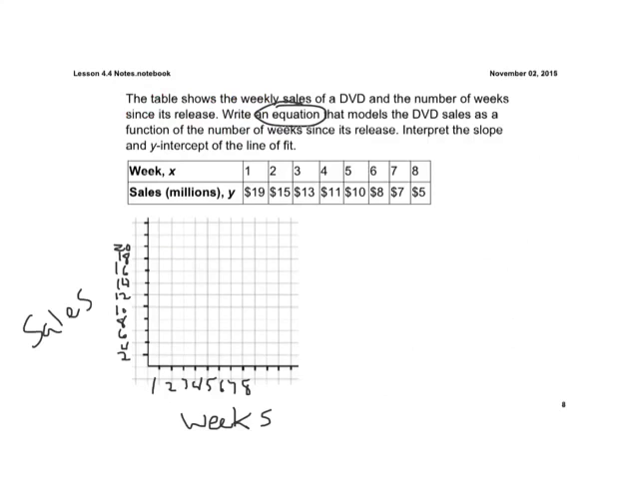So let's go ahead and plot our points. We have 1, 19, plot a point there. We have 2, 15. 3, 13. 4, 11. 5, 10. 6, 8. A lot of this section is a lot of graphing here. 7, 7. And 8, 5.